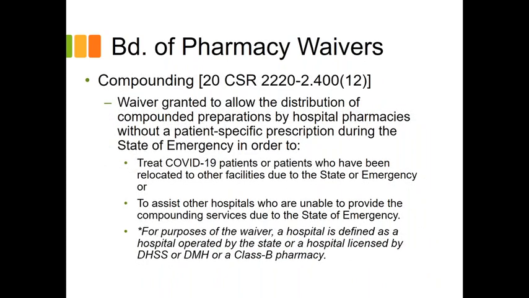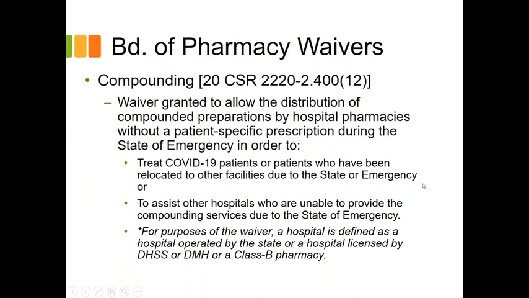The next waiver that I wanted to mention was compounding, and for this one, I'm actually going to ask Tom if he can walk you through it. Okay, so the board got approval for a waiver and this applies to hospital pharmacies, and you see at the bottom a definition of what a hospital pharmacy is. It includes hospitals licensed by Department of Health or Mental Health or operated by the state, and it also includes their Class B pharmacies. Not just the hospital itself, but any of the Class B pharmacies that it has.